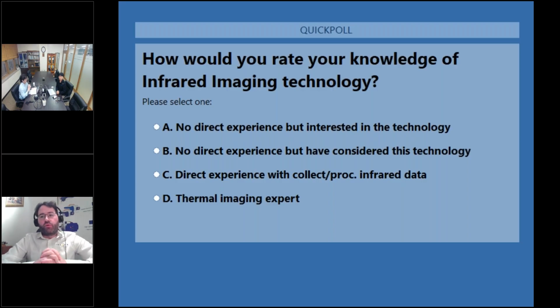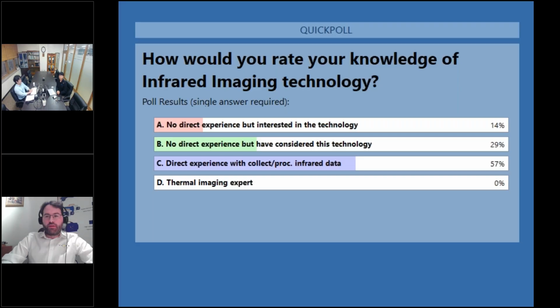Okay, just asking, how would you rate your knowledge of infrared imaging technology? So either you have no direct experience, but you're interested, you've considered it, you have some direct experience with it, either collecting or processing the data in some way, or even considering yourself somewhat of a thermal imaging expert. Okay, great. So thank you for answering. We have a good distribution here. Quite a few people having some direct experience with IR imaging, so that's great.